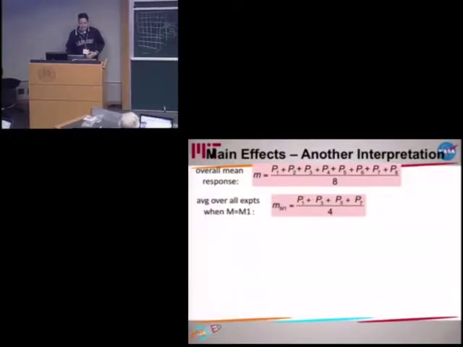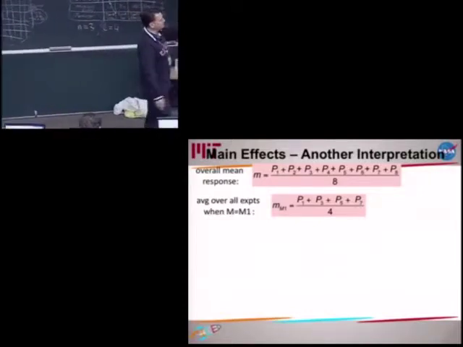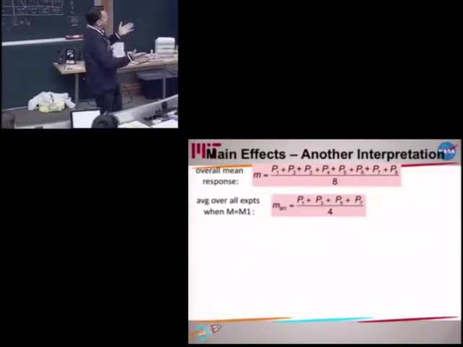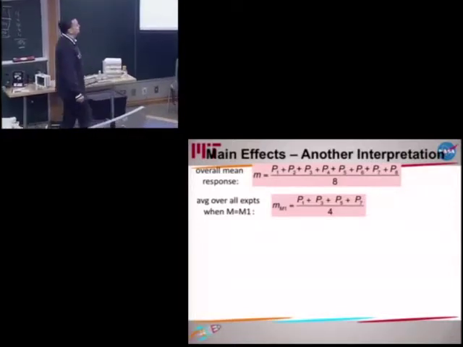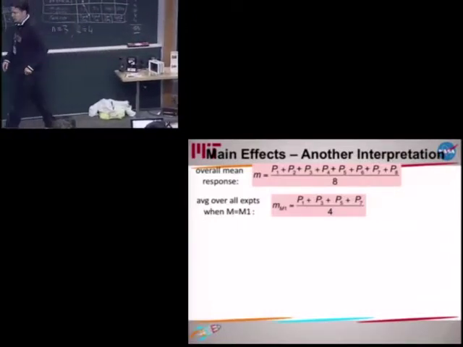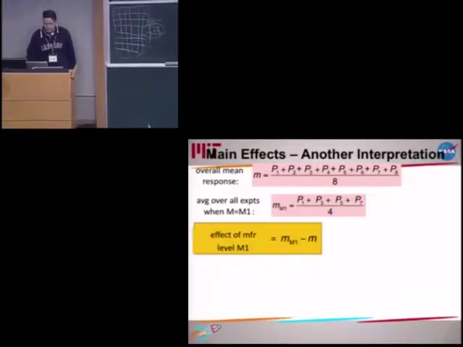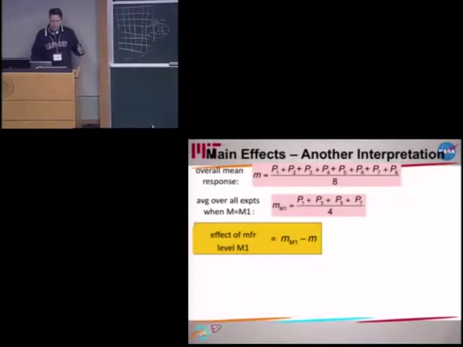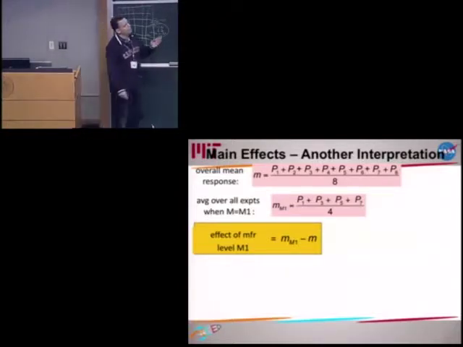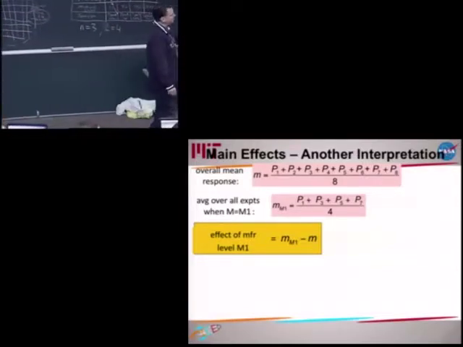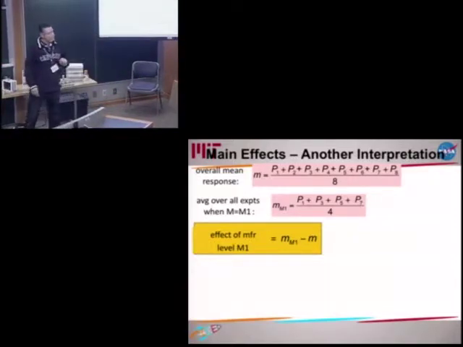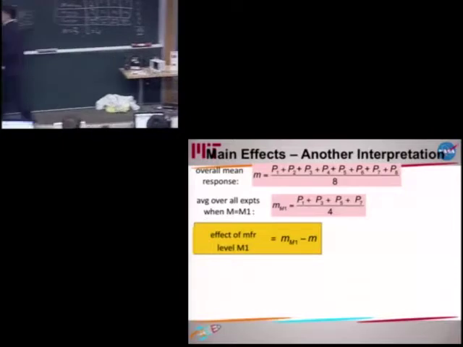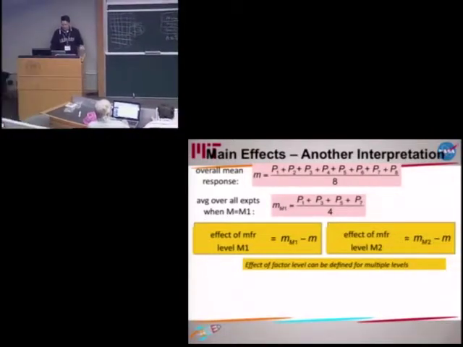So there's another way to calculate this, which is that you just take the overall mean response for all the observations. That's simply the average price of all the aircraft. Then you take the average price of all the experiments where manufacturer is M1. That was Boeing. And so the difference between the price when the manufacturer is Boeing, M1, minus the overall average, that's the effect of manufacturer at level M1. You then take the same difference for the second manufacturer, M2.